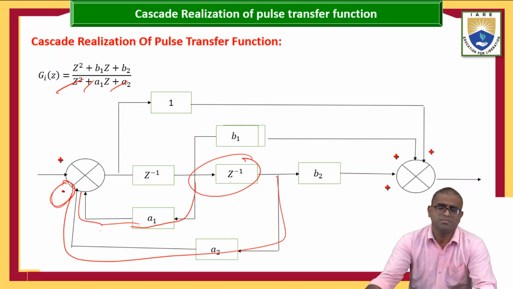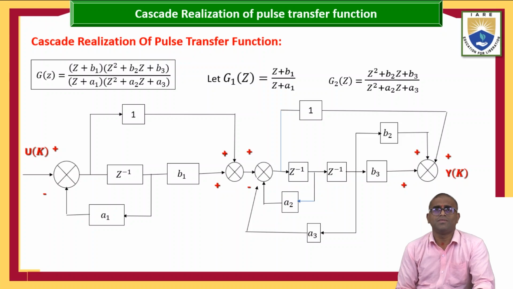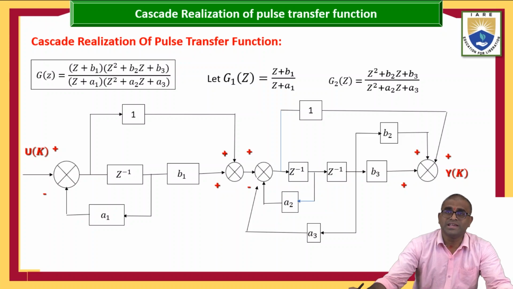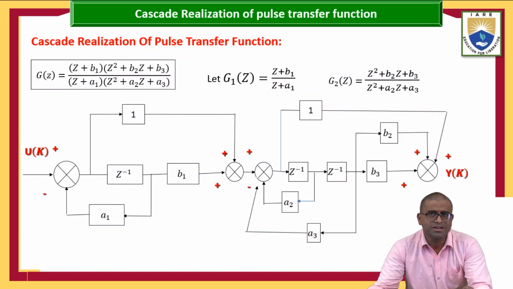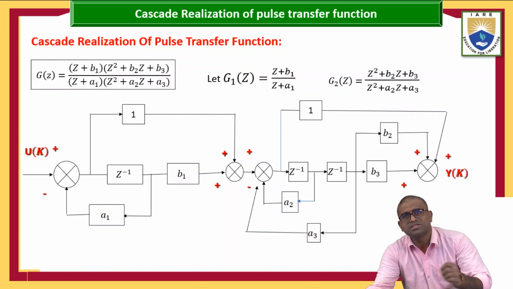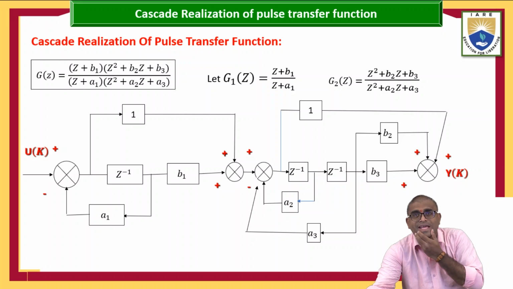Cascade realization of the first transfer function. Now go for one more example. The given function has in the numerator one zero, Z plus B1, that is Z equal to minus B1. Another is a second-order quadratic, that is Z square plus B2 Z plus B3.